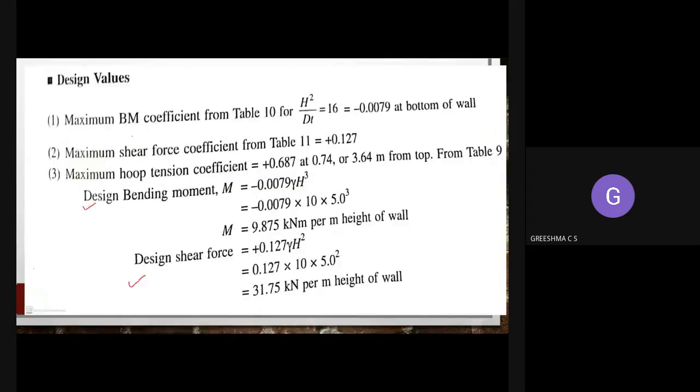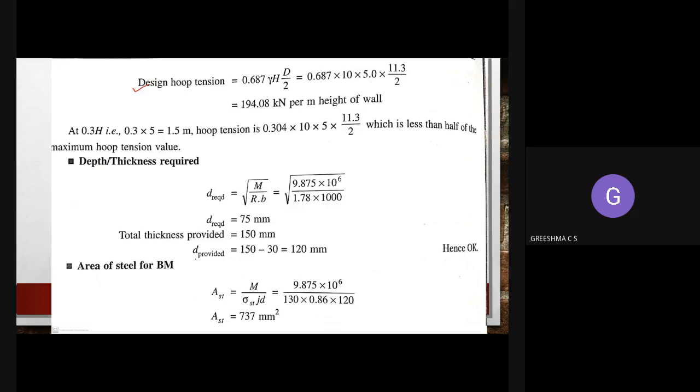So the bending moment in the equation, the design bending moment, or you can say maximum bending moment, or ultimate bending moment, is equal to a constant, that is a coefficient: the bending moment coefficient into gamma h cube. Same way, design shear force is equal to the shear force coefficient, or maximum shear force coefficient, into gamma h square. Hoop tension is equal to the maximum hoop tension coefficient into gamma h d by 2. Anyway, you have to learn these equations by heart.